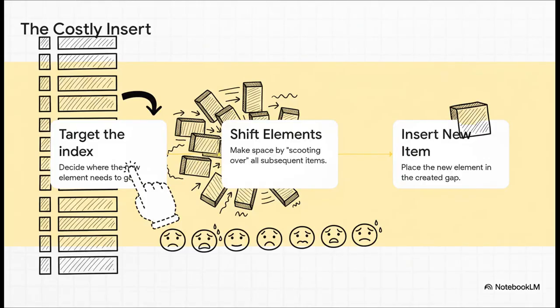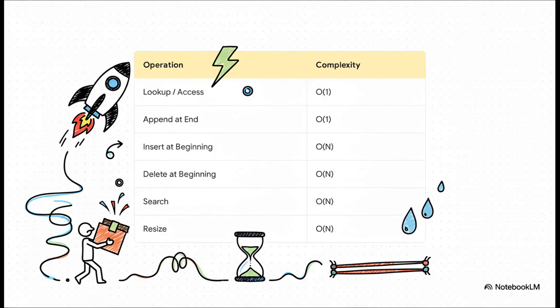So what happens if you need to add an item somewhere in the middle or at the beginning of your list? Well, it's a disaster. To insert just one new item, you have to scoot over every single element that comes after it, one by one. Imagine you have 1,000,000 items. That means you're doing 1,000,000 of these little scoot over operations. It is incredibly slow.